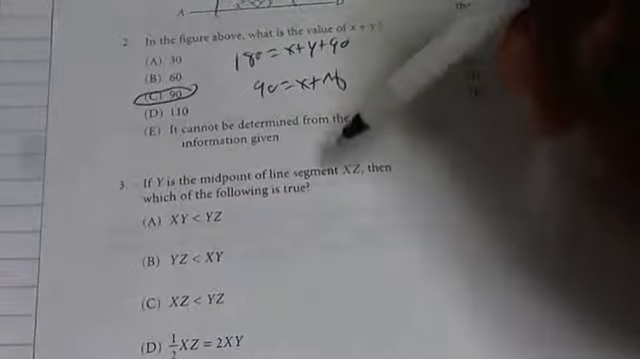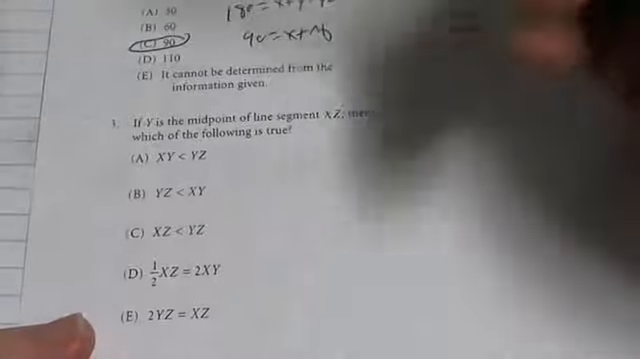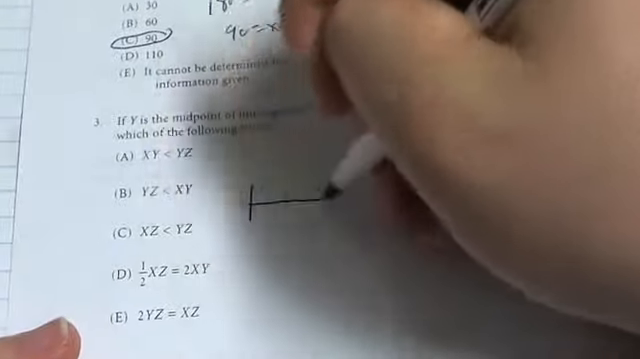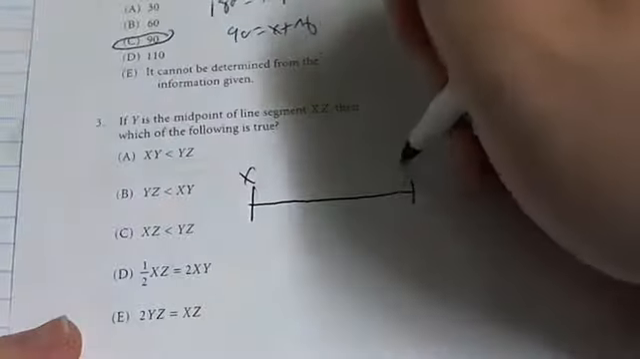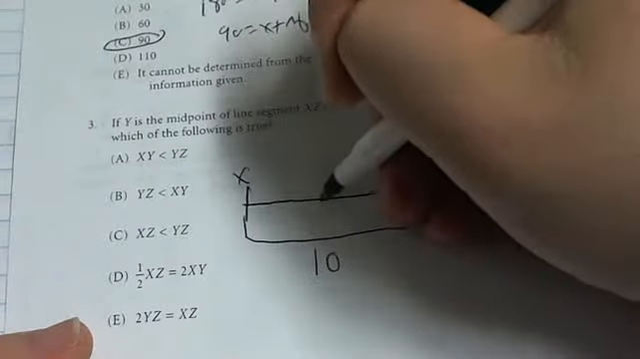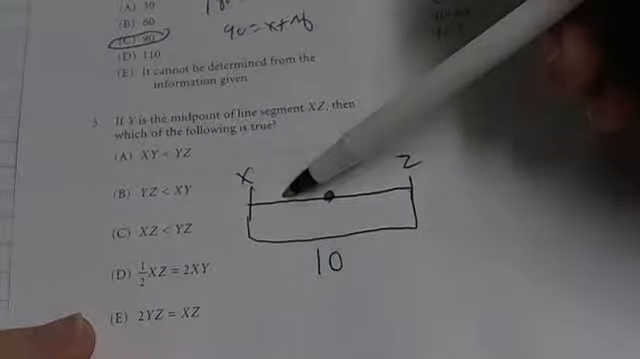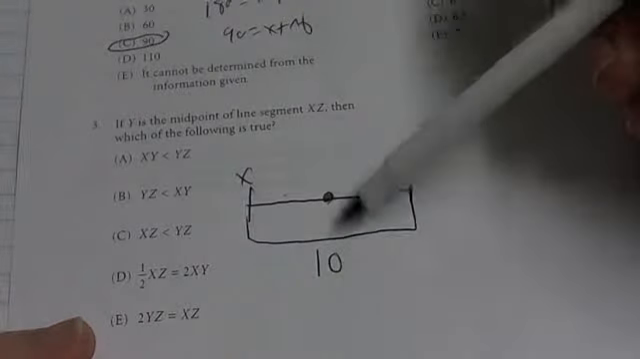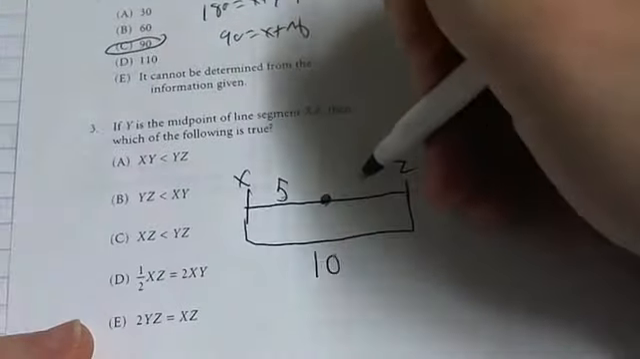Number 3. If Y is the midpoint of line segment XZ, then which of the following is true? Okay, so just like I taught y'all the week before, whenever you have nothing but letters, it's always easier to do what? To make up your own numbers. So let's say you have the line segment XZ. Let's make XZ 10 units long. Okay, so this whole thing is 10 units. Y is the midpoint. So the midpoint means it's right in half, so this side is equal to this side. So what's half of 10? 5. So this is 5, and this is 5.